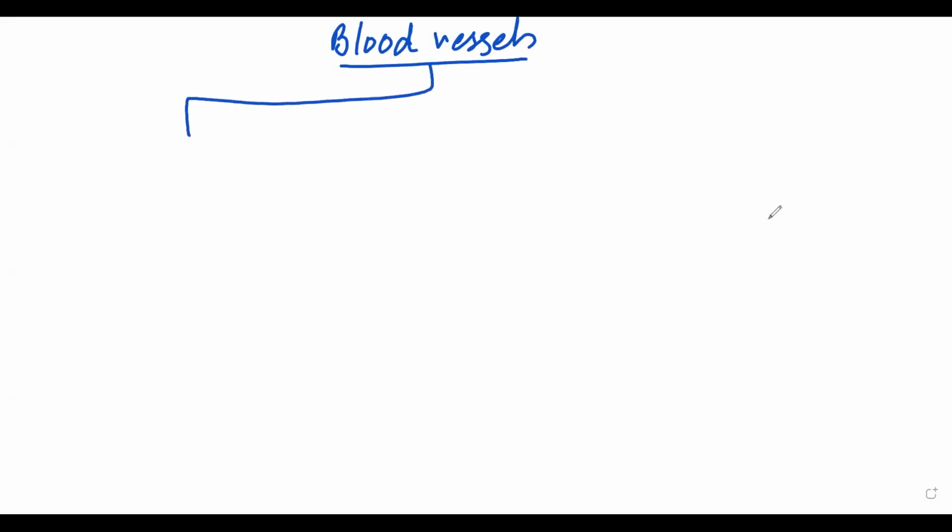Okay, so our today's topic is going to be the blood vessels, the blood vessels that are present in the human body. They are of many types. They have different diameters and different functions. But generally, we can say that the blood vessels present in the human body can be of three types. Number one, they are arteries.